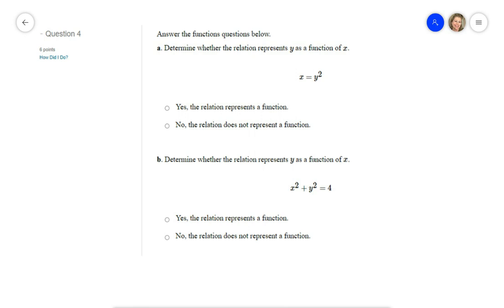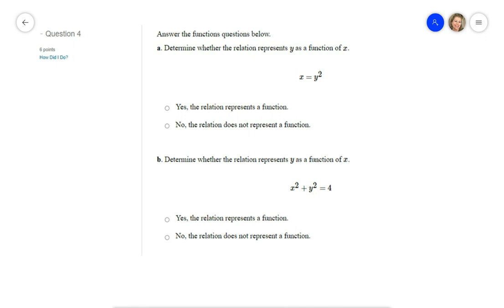All right, for this question, it says, part A, determine whether the relation represents y as a function of x. Okay, if y is a function of x, that means that every x, which would be considered your input, can only have one output to go with it. That's one way to explain it.